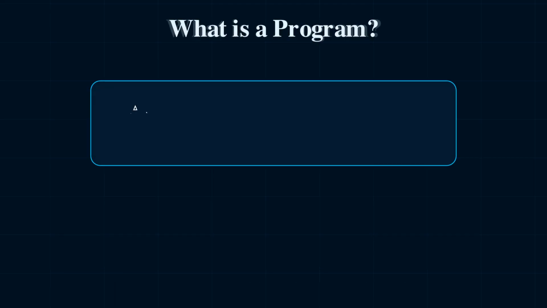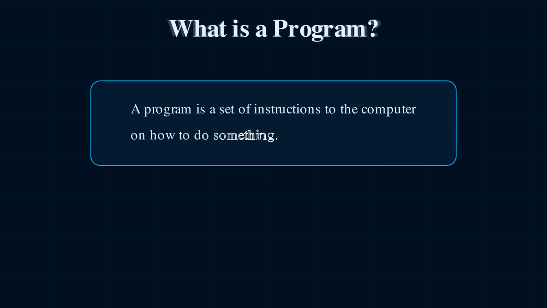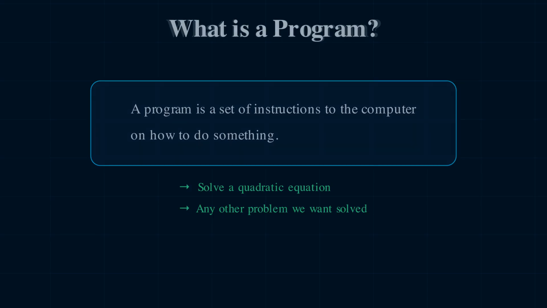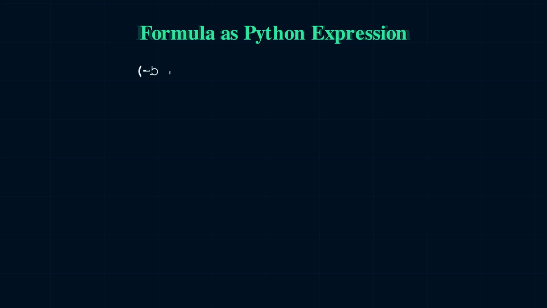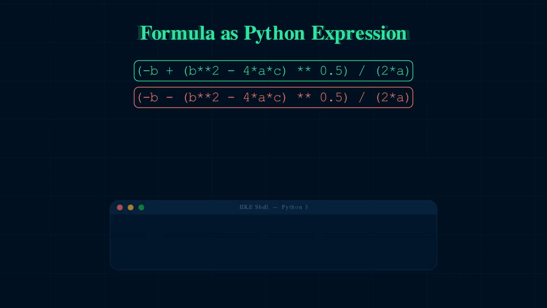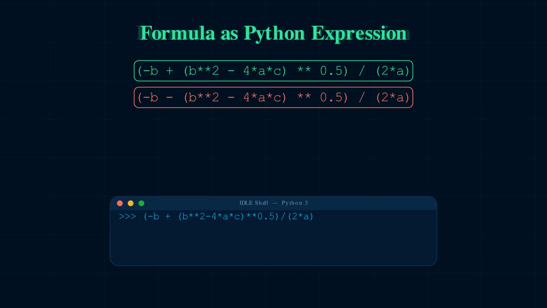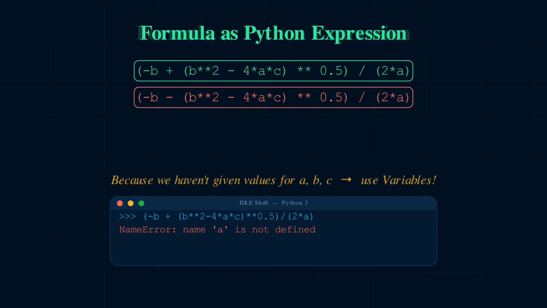What's a program? A program is a set of instructions to the computer on how to do something, like how to solve a quadratic equation or any other problem that we want our computer to solve for us. For the problem in hand, the expressions are like this. If you enter these expressions as such, the shell will complain of some errors. Why? Because we have not given the values for A, B and C. How can we do that?